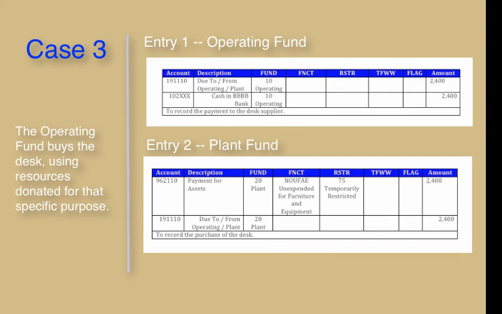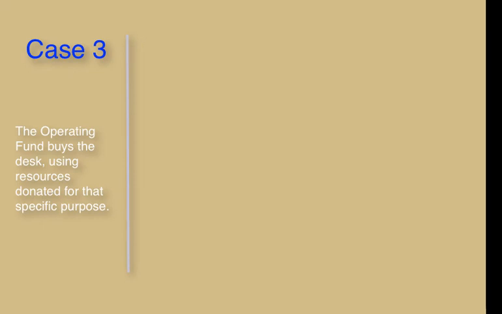The entry on the plant fund side would be a debit to account 962110, the payment for assets account, with an analysis of Fund 20, a function of NOUFAE, unexpended for furniture and equipment, and a restriction of 75, temporarily restricted. The credit side of this entry will go to account 191110, the due to from operating plant account, with an analysis of Fund 20, and this will record the purchase of the desk.